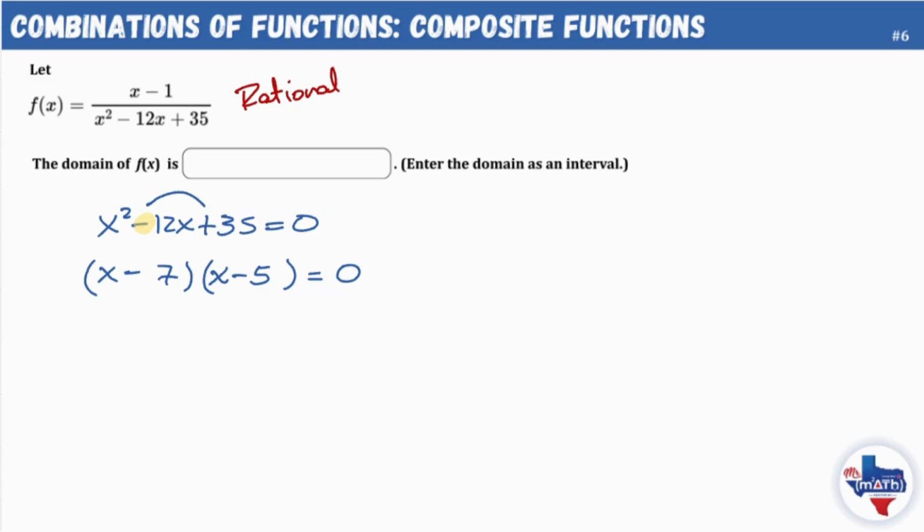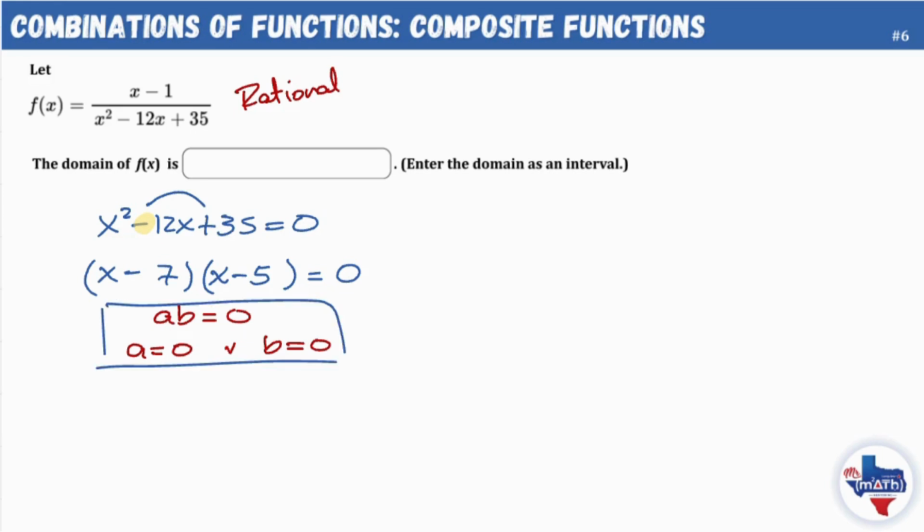Okay, we have a property that says that if two values multiplied are equal to 0, either the first one is 0 or the second one is 0. Because of that, we can use this property on our polynomial here. And we can say x minus 7 is equal to 0 or x minus 5 is equal to 0. Therefore, x is equal to 7 or x is equal to 5. Remember, these values of 7 and 5 are the values that will make this denominator 0. So we don't want those.